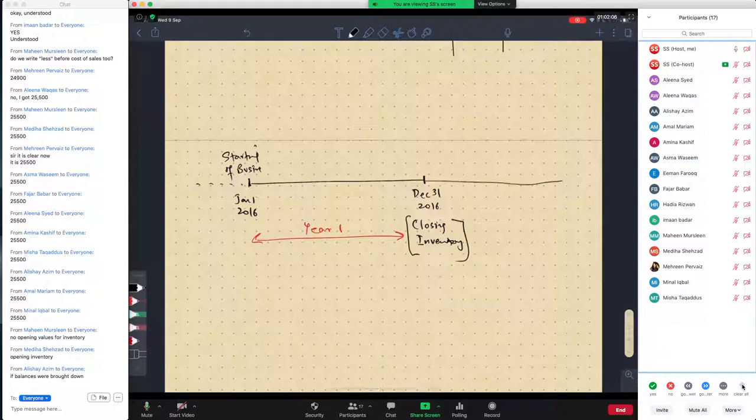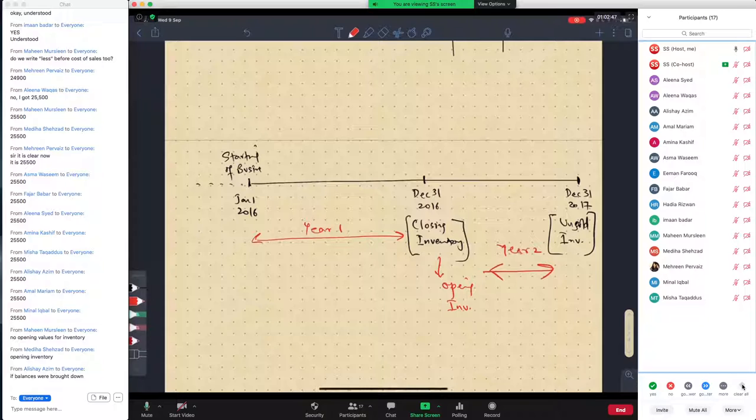Now comes your second year. So for the second year, this inventory becomes opening inventory. And whatever unsold inventory you have on 31st of December 2017, that becomes the closing inventory for the second year. So this particular financial year is your year two, right? For year two, this is going to be your opening inventory and this is going to be your closing inventory, right?